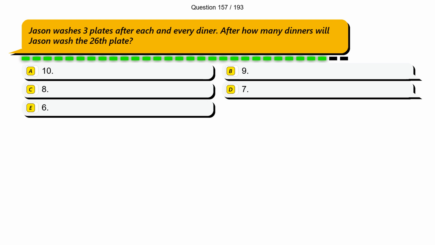Question 157. Jason washes 3 plates after each and every dinner. After how many dinners will Jason wash the 26th plate? Option A, 10. Option B, 9. Option C, 8. Option D, 7. Option E, 6.